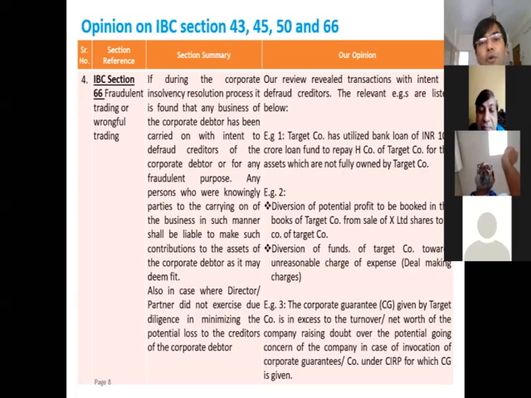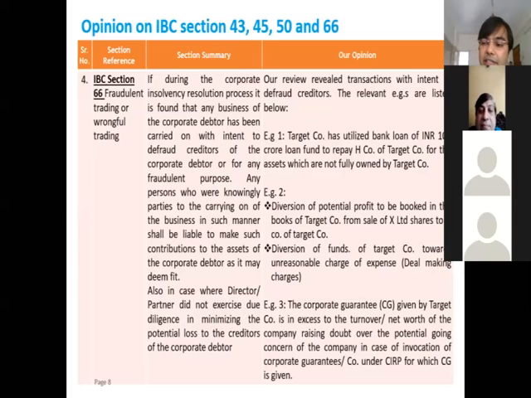Then there are a few more examples, like there is a sale of assets, a transaction which happens where I have to sell some assets, and those assets belong to my company. But then I transfer those assets to my group company. If that asset value is 100 CR, I transfer it at 80 CR. So 20 CR profit I am diverting from the target company to the parent company. So that is a diversion of funds.